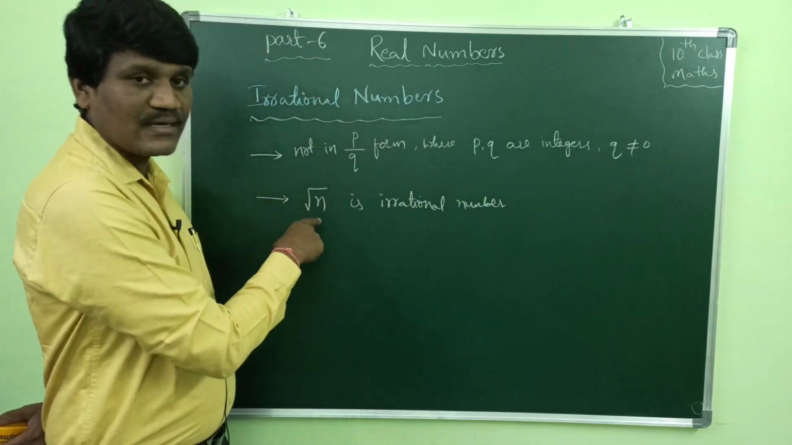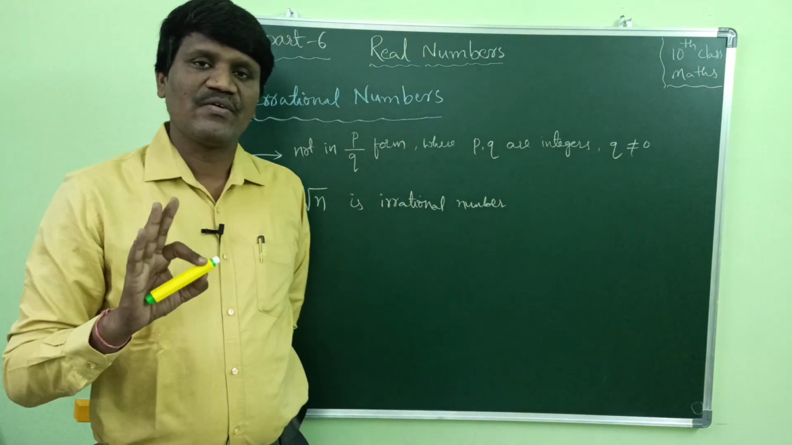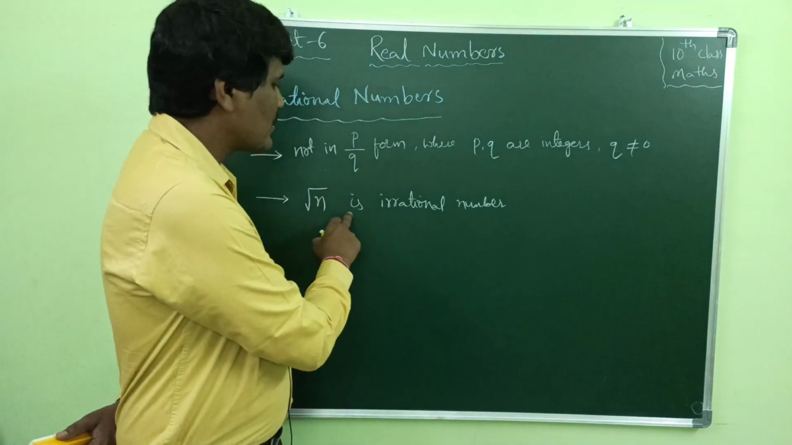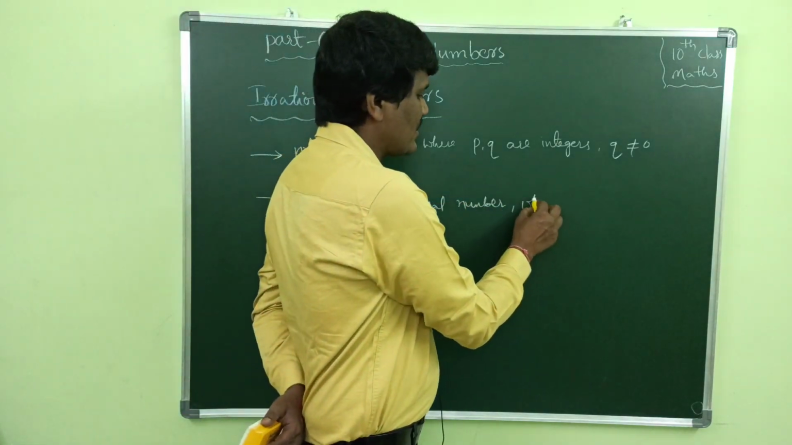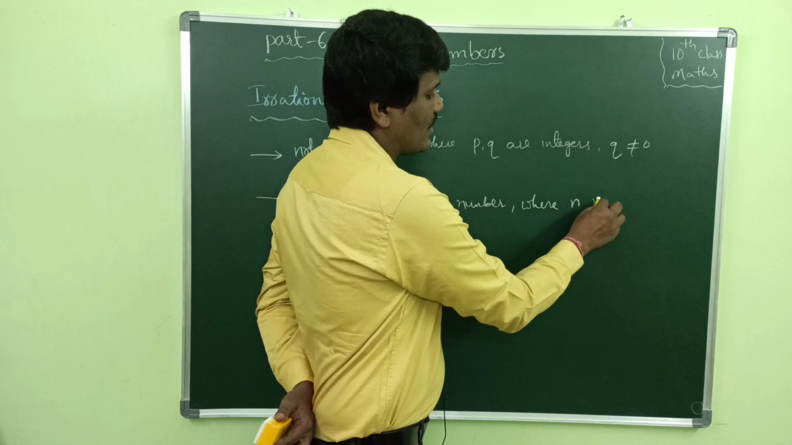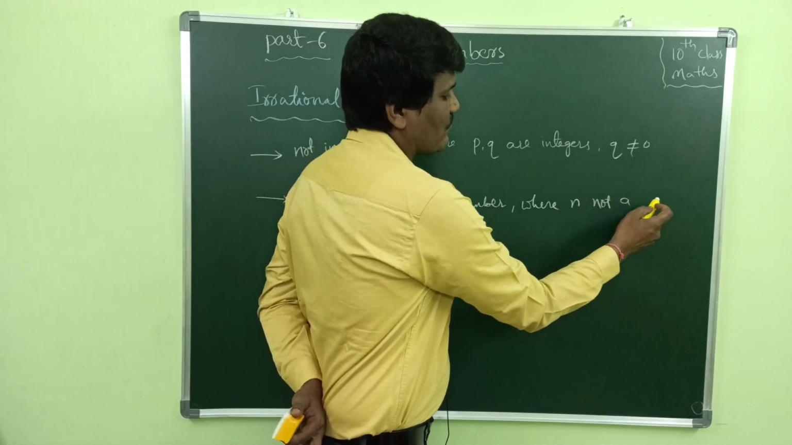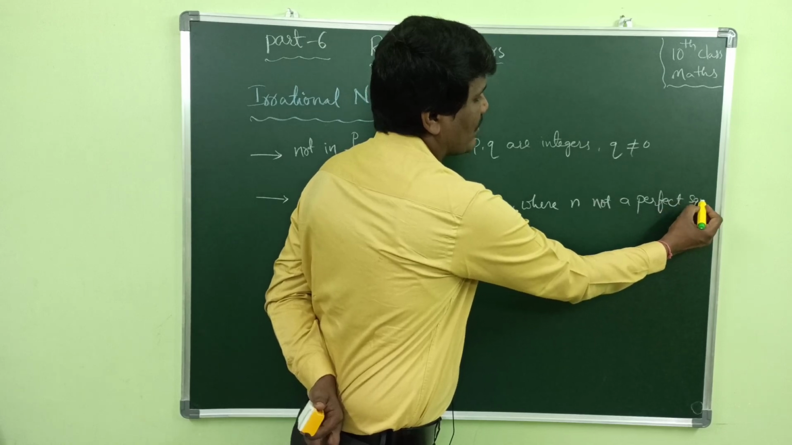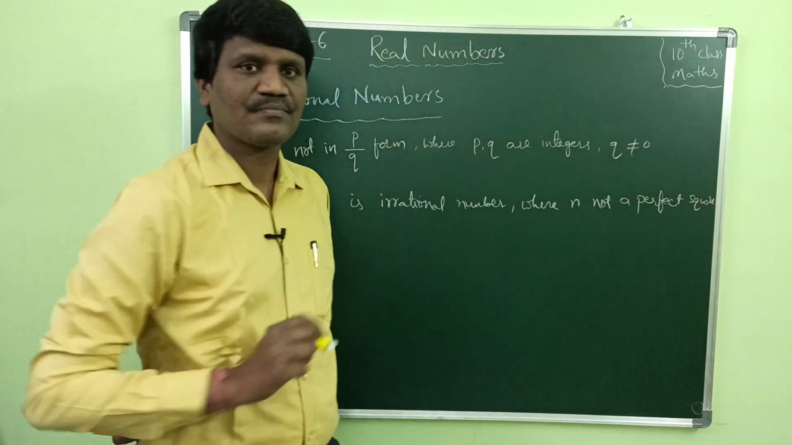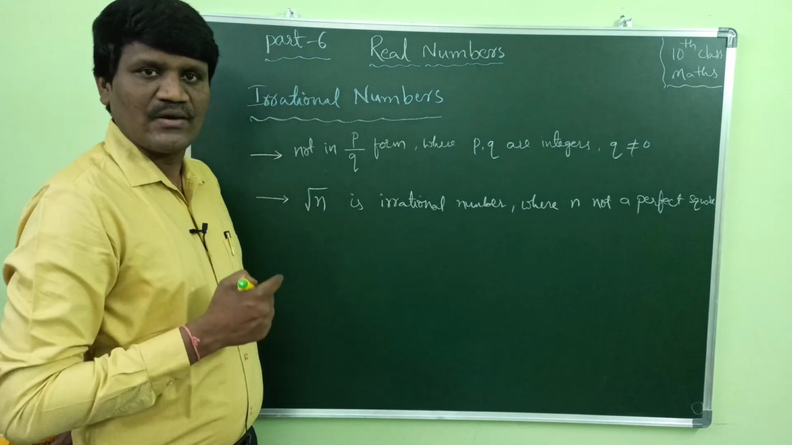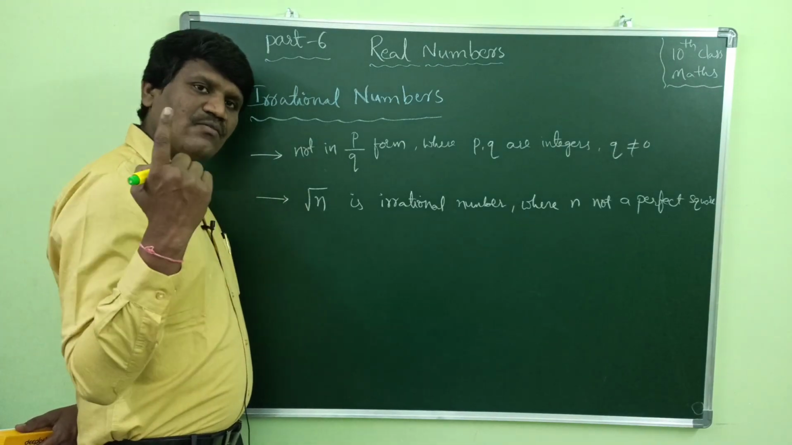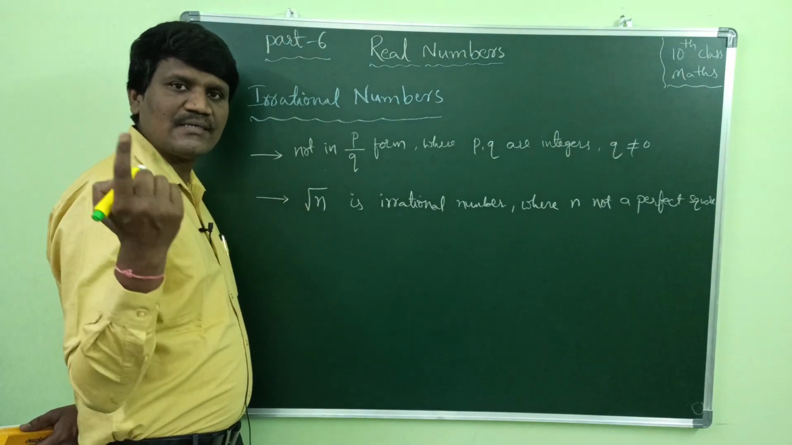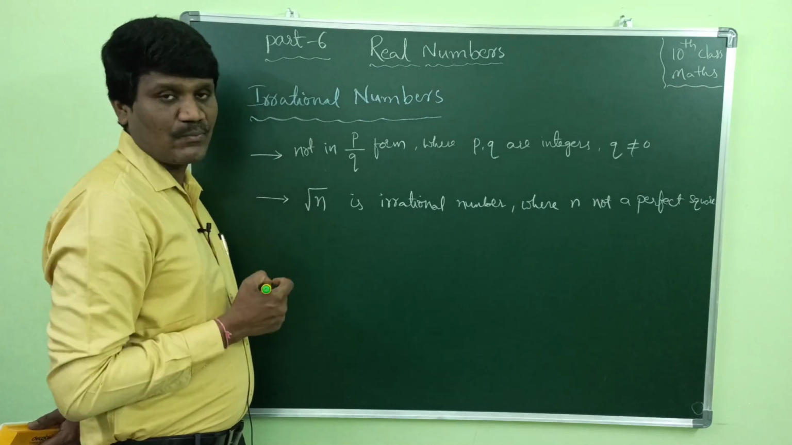What about n here? n should not be a perfect square. Root n is an irrational number where n is not a perfect square. What are the perfect squares? We know that the perfect squares are 1, 4, 9, 16, 25. These are all perfect squares.